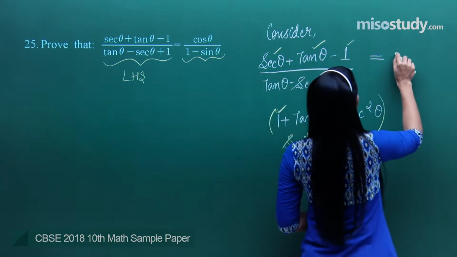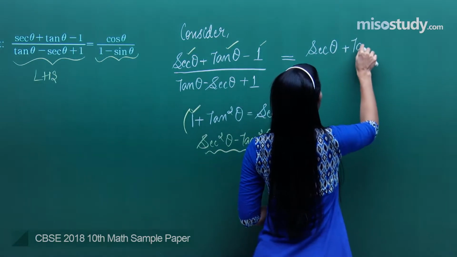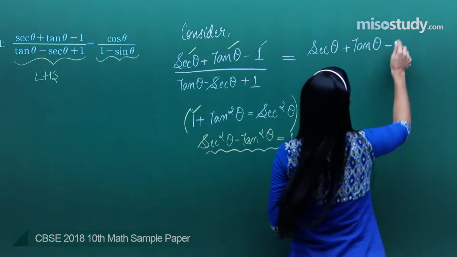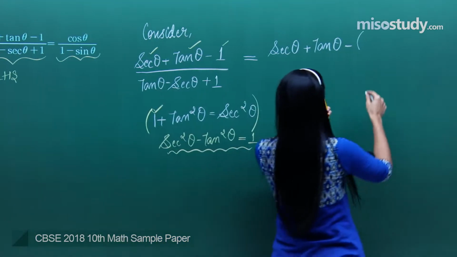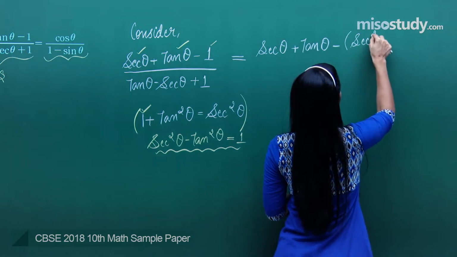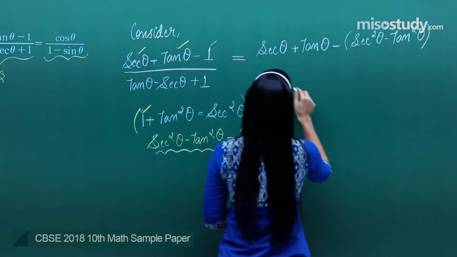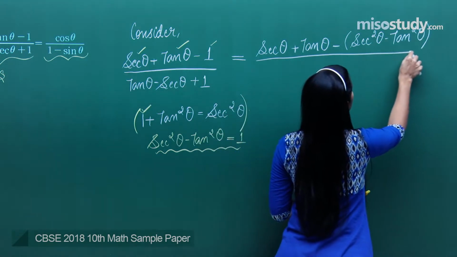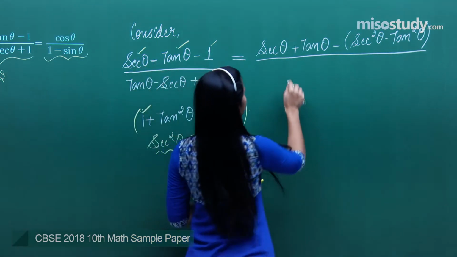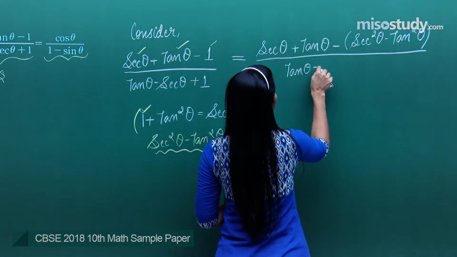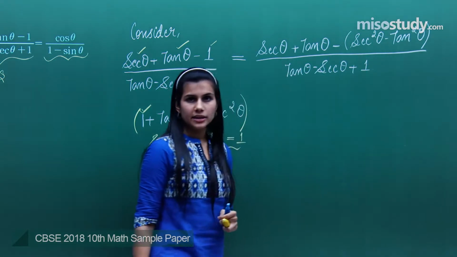So let me do that. I have sec theta plus tan theta minus, now this 1 is replaced by sec square theta minus tan square theta, whole upon tan theta minus sec theta plus 1. Let's keep it till here.